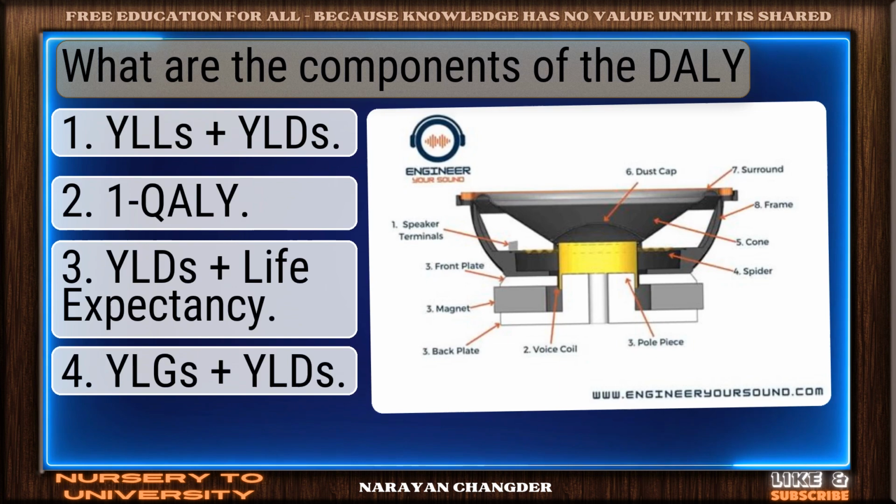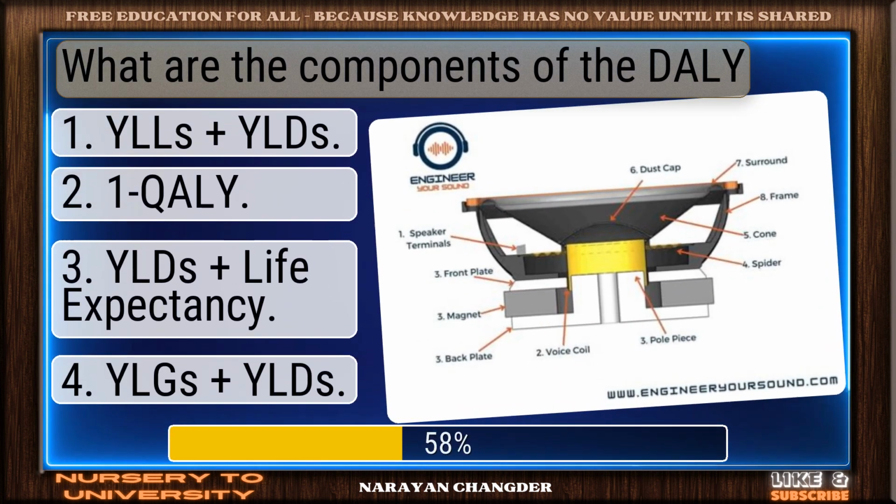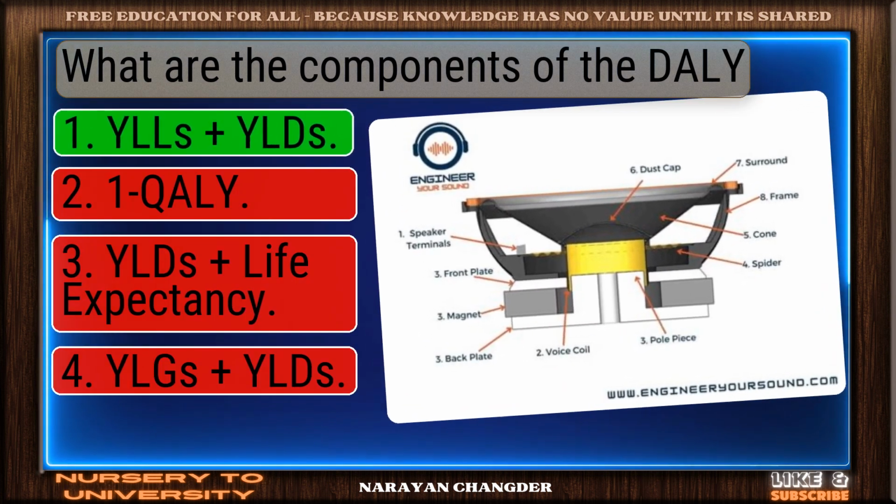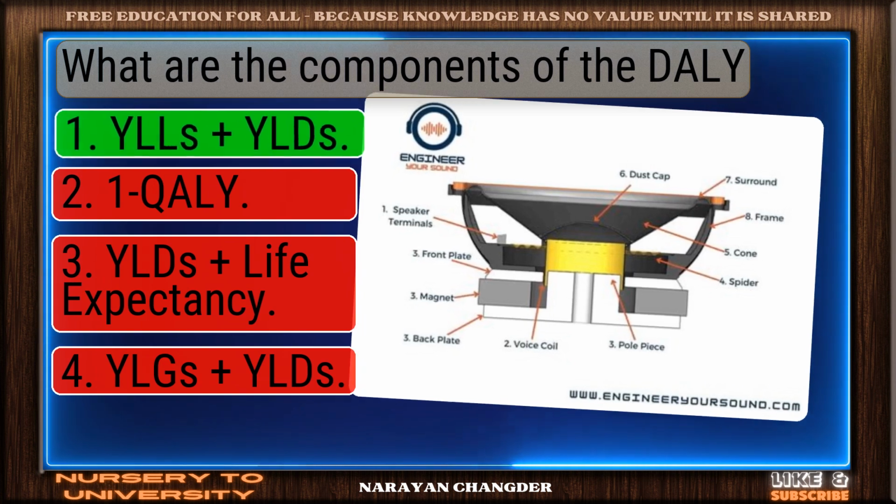What are the components of the DALY? On track. YLL plus YLD is the correct answer.